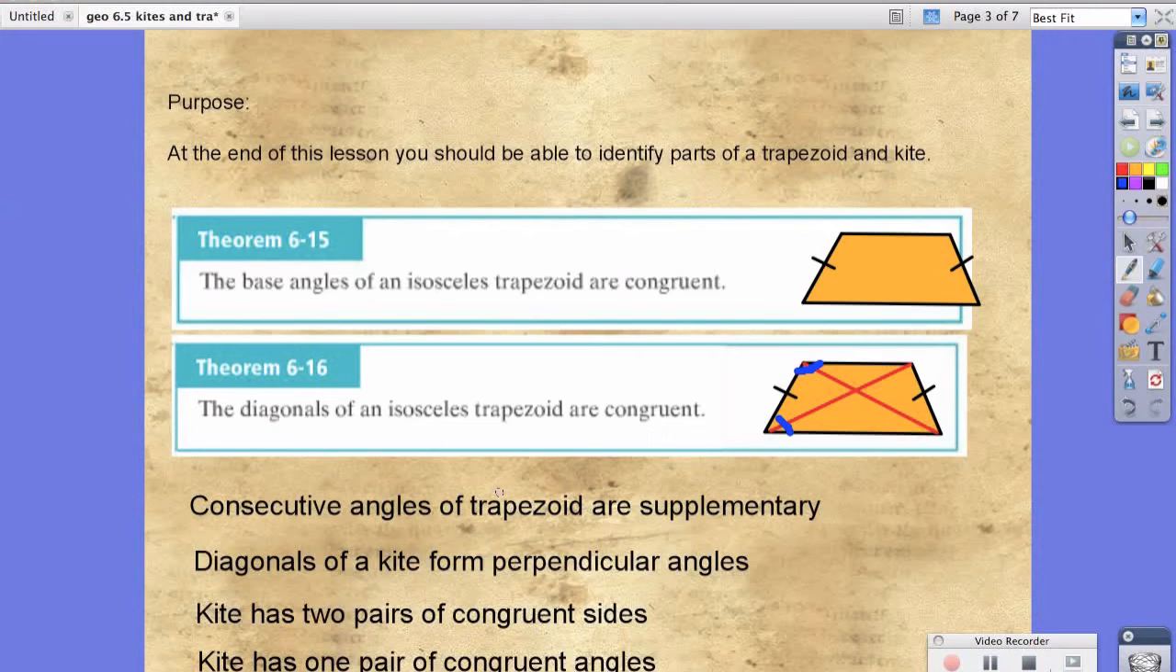Okay, the diagonals of a kite form perpendicular angles. A kite has two pairs of congruent sides. And a kite has one pair of congruent angles. So let's try to practice problems really quick.